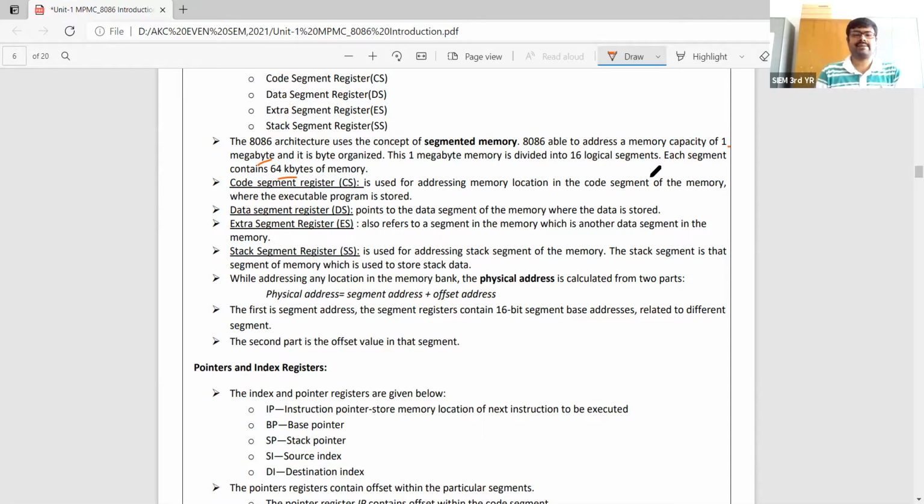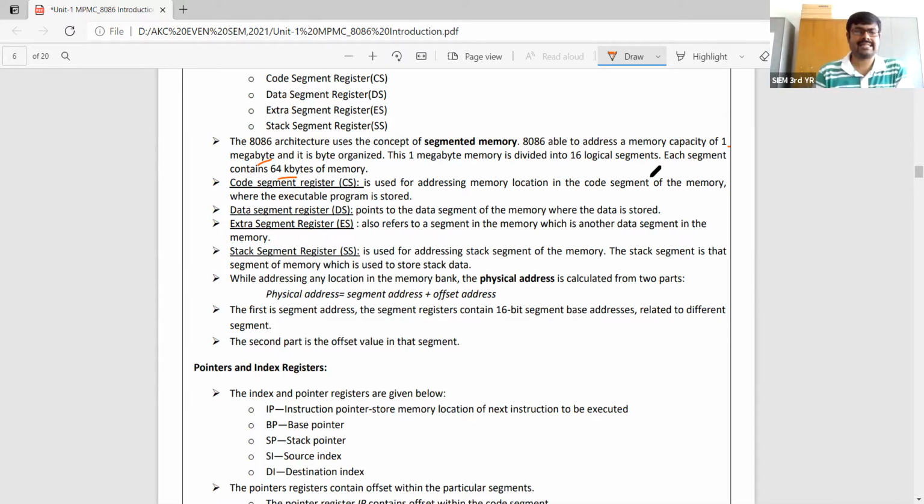So what is the task of the code segment register? It is used for addressing memory locations in the code segment of the memory where the executable program is stored. Point number 2, the data segment register, DS, points to the data segment of the memory where the data is stored. The extra segment register, ES, also refers to a segment in the memory which is another data segment. And the last one is the stack segment register, SS, used for addressing the stack segment of the memory, which is used to store only the stack data.